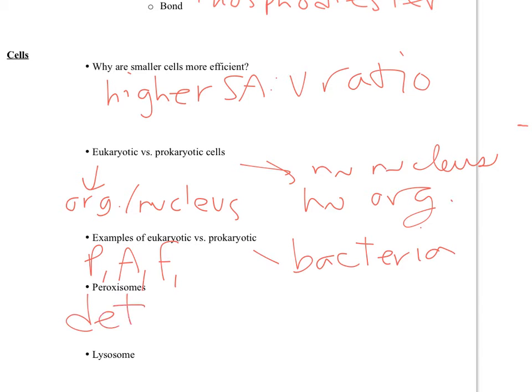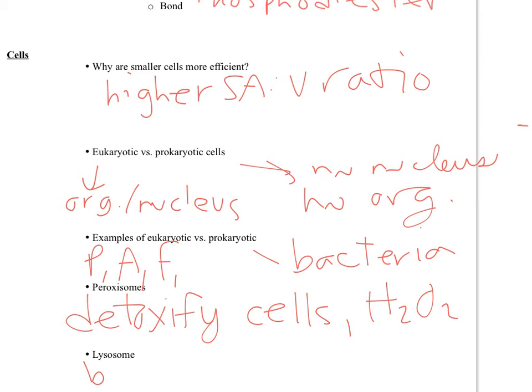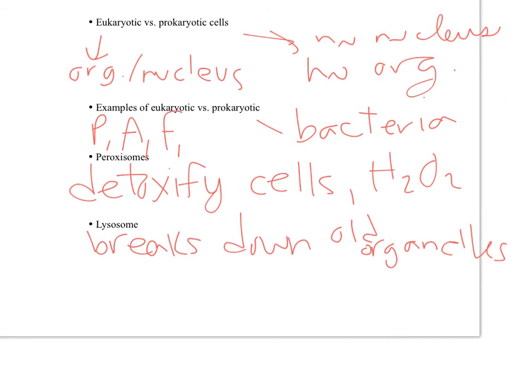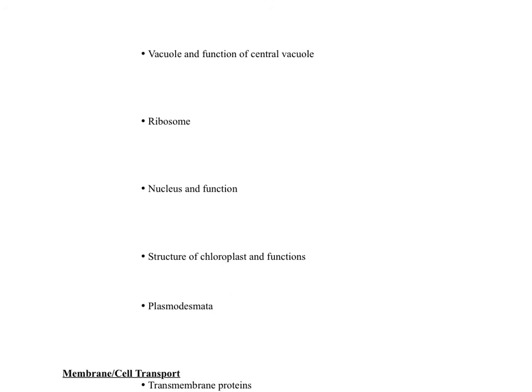Peroxisomes detoxify cells, get rid of poisons, drugs. Also a poison that's made in metabolism, hydrogen peroxide. So it gets rid of the hydrogen peroxide in our body. A lysosome is similar. It breaks down old organelles. It has digestive enzymes to do that. Okay. And that's it for that one.